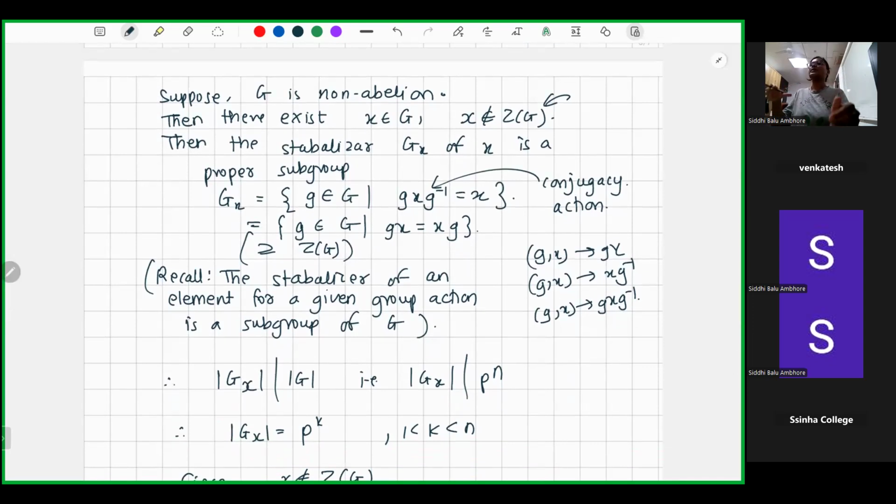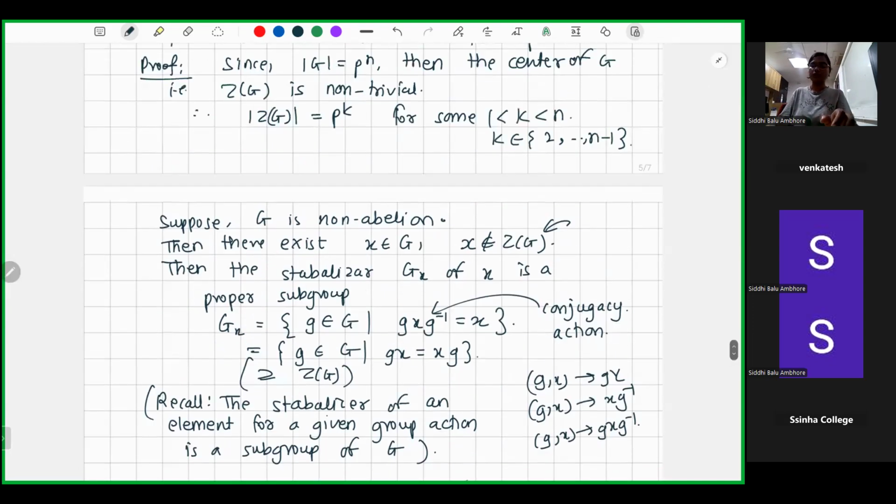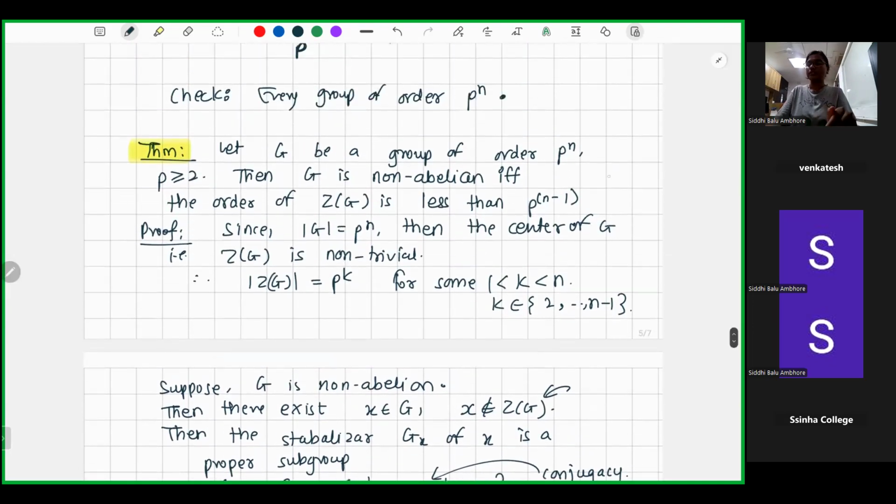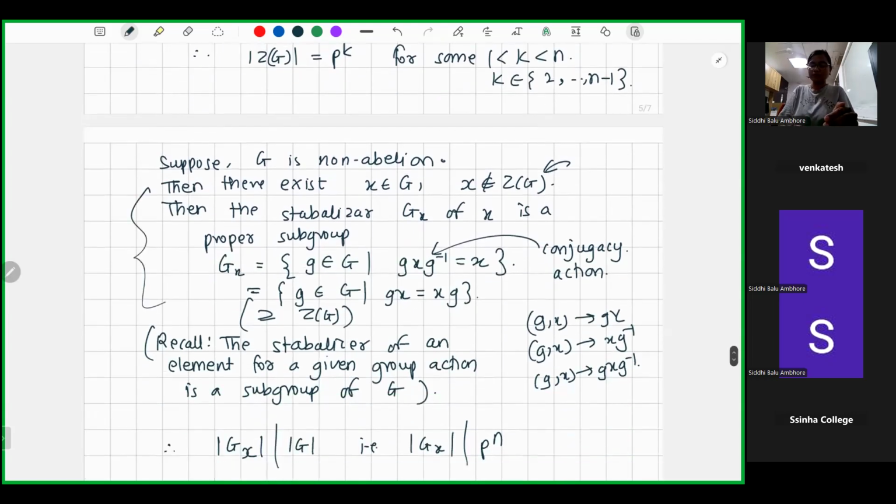Okay, so we are now making use of group action in order to prove something which has nothing to do with group action. This statement is independent of group actions. G is just a group of order p power n, p is a prime and G is non-abelian, and we are saying that the order of ZG is less than p power n minus 1.